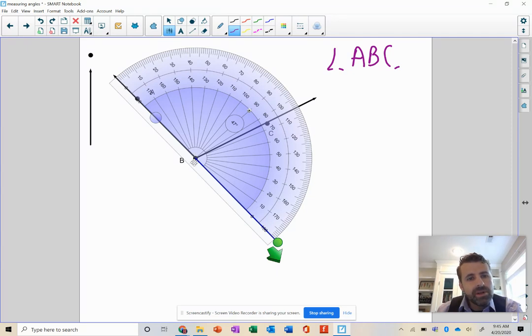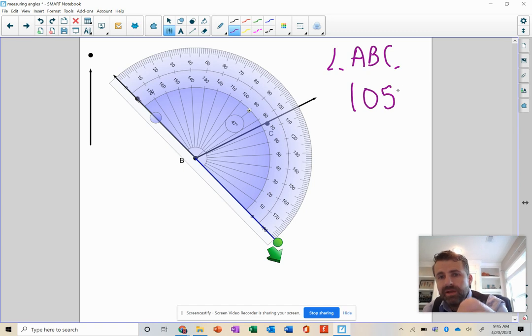Okay, so here you can see that my ray here, ray BA, is pointing to the 0 on the outside set of numbers. So I'm going to use the outside set of numbers this time to measure this angle. And so I've got, let's see, 10, 20, 30, 40, 50, 60, 70, 80, 90. Okay, there's the right angle mark. 100, almost, it's kind of halfway between 100 and 110. In fact, it's exactly halfway between those two. So halfway between 100 and 110 would be 105. So this angle measures 105 degrees.